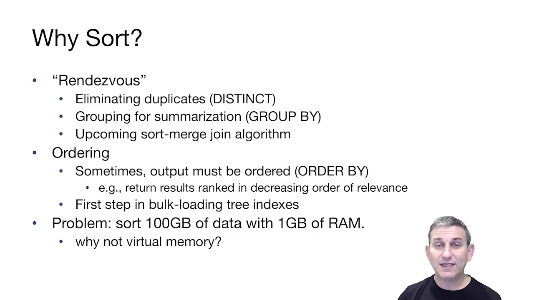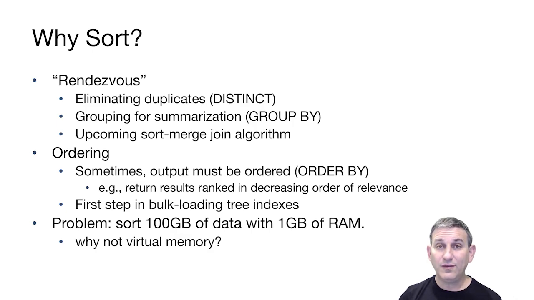And then finally, what we'll see is that join algorithms, particularly the sort merge join, need to rendezvous tuples from two different tables and concatenate them together. Another reason we might need to sort is because the user asks for it. Sometimes ordering is explicitly requested, so output might have to be ordered, like in an order by clause. For instance, you're used to searching the web and getting your search results ordered by relevance, from most relevant to least relevant. You certainly wouldn't want to filter through all your web search results in random order.